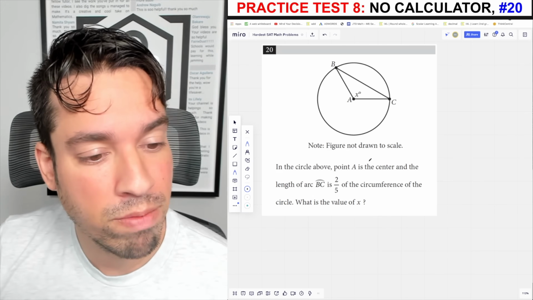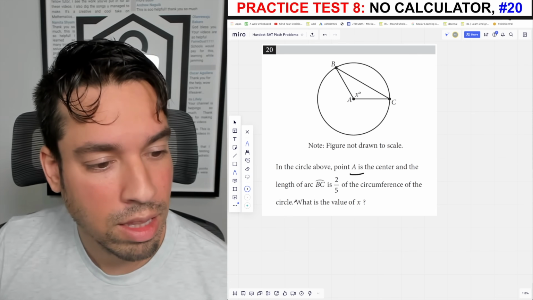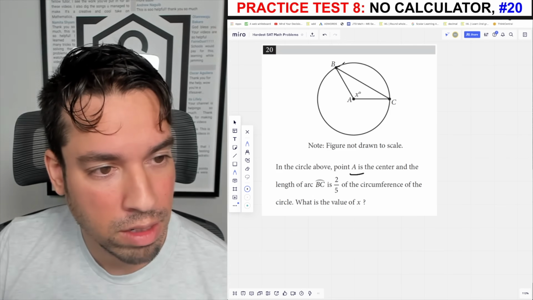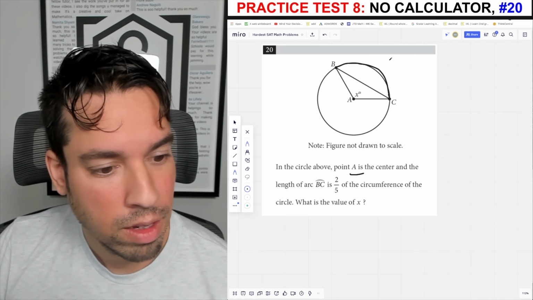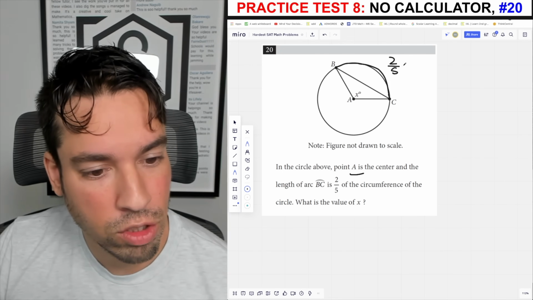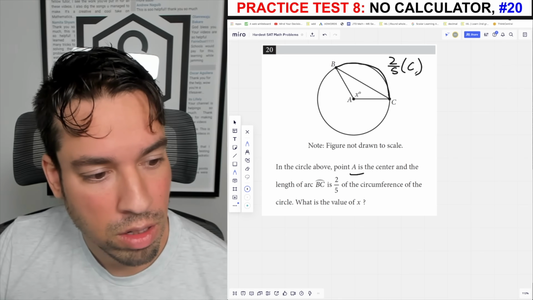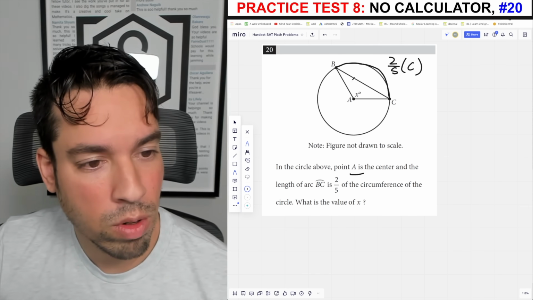Okay, we've got another circle triangle hybrid, and as I mentioned before, these are quite difficult. It says in the circle above, point A is in the center, and the length of arc BC, which is here, is 2/5 of the circumference of the circle. What is the value of x?